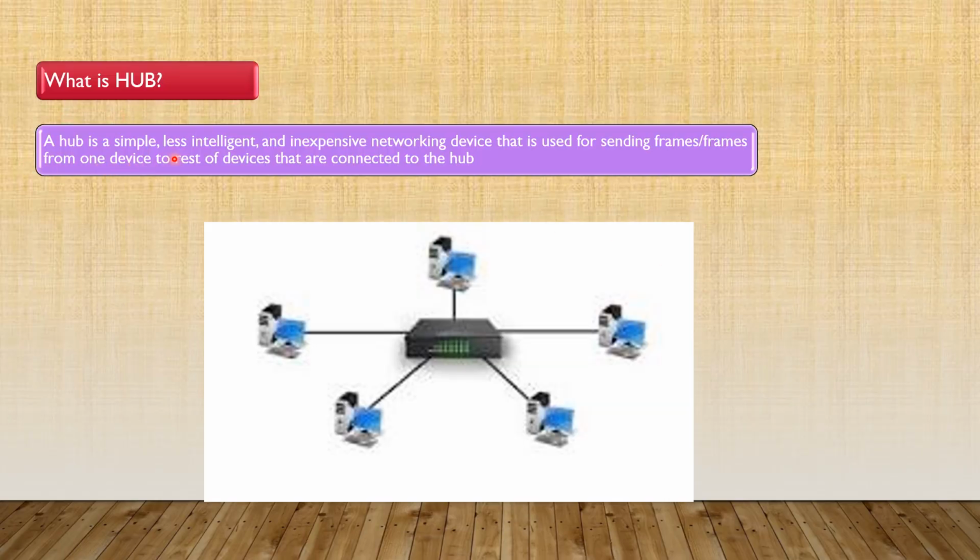A hub is a simple, less intelligent, and inexpensive device. It is used for sending frames from one device to other connected devices on that same hub. If this device needs to send data to these machines, once the data is received by the hub, it will transmit that data to all the remaining connected devices, not only the intended one. It shares with all the devices. This is why it's called a less intelligent device.